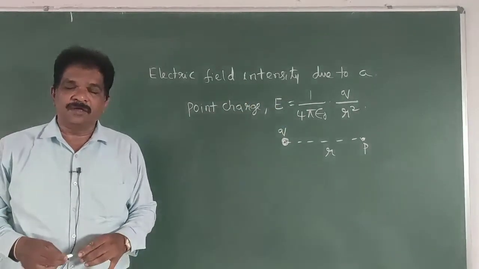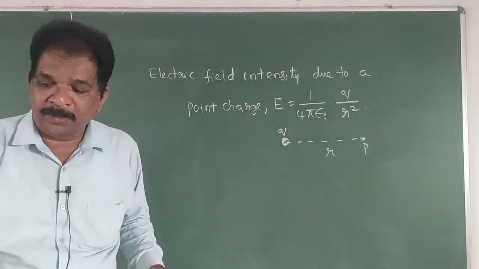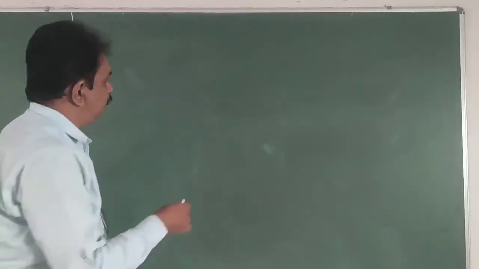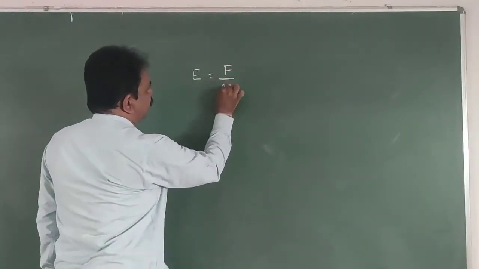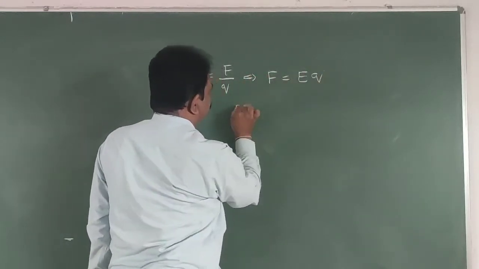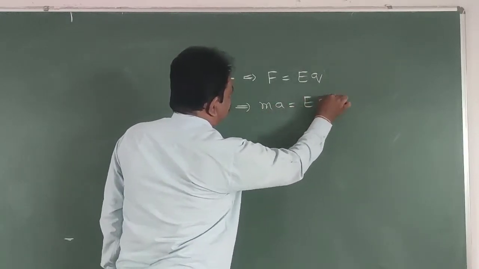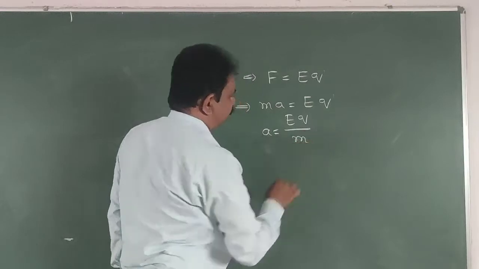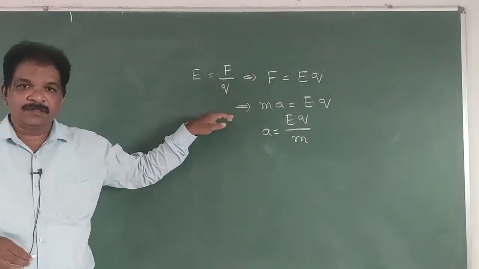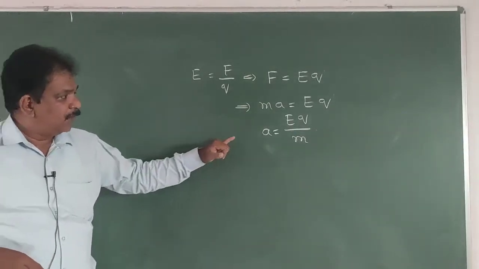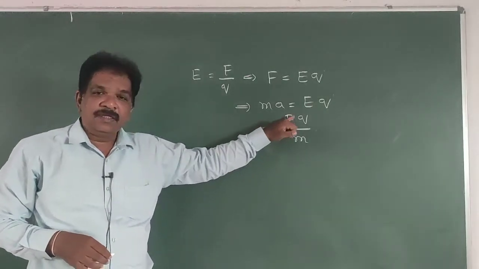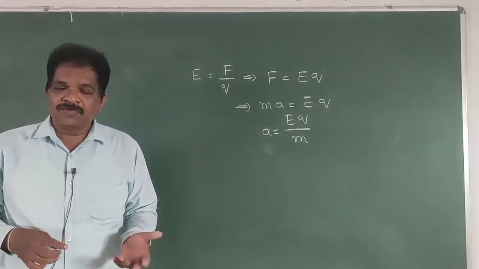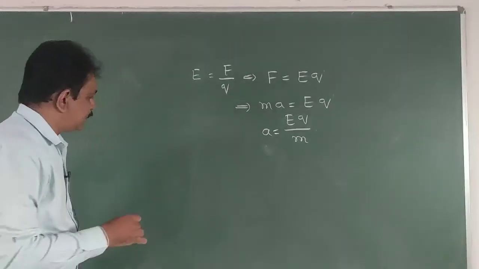From the basic formula, some problems will be there. How to do those questions? Let us see. F is equal to EQ, since E is equal to F by Q. F is equal to MA, so MA is equal to EQ, then A is equal to EQ by M. If we keep a point charge at rest in the electric field, the acceleration it acquires is A is equal to EQ by M. From this, they will ask to find the velocity or the displacement.